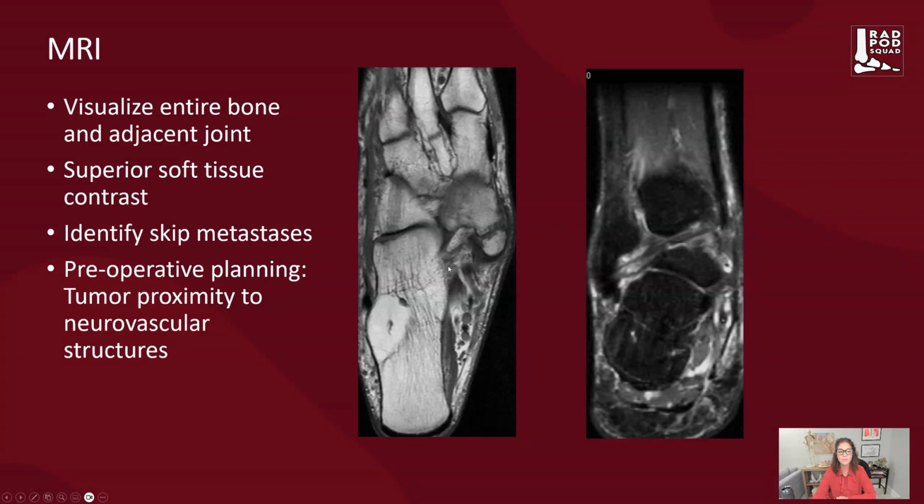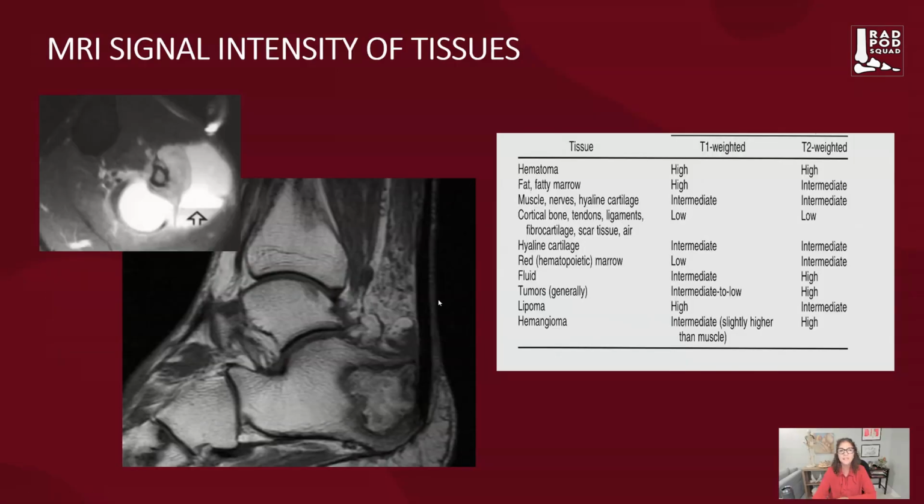We can identify skip metastasis, again, visualizing joint to joint, and assess for preoperative planning, whether or not the tumor is very close to a neurovascular bundle and whether we'll have to exercise some precautions for that. In addition, the signal intensity of the tissue is so valuable, this information that we gain on MRI, and the different tissues that we can see, hematoma, fat, muscles, nerves, hyaline cartilage, all of these. Whether or not something has fluid, tumors, lipoma, hemangiomas, all have different T1 and T2 weighting.